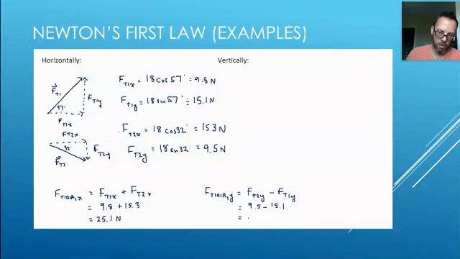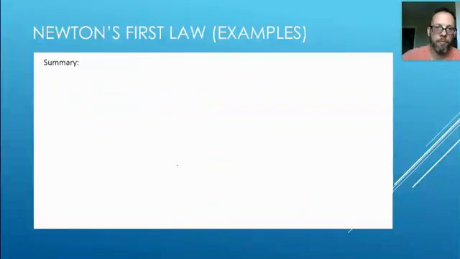Minus 15.1. We get negative 5.6. But the key idea is that it's 5.6 newtons downwards. So we can put these two things together, and we'll do that in our next slide as well. So we have a summary.